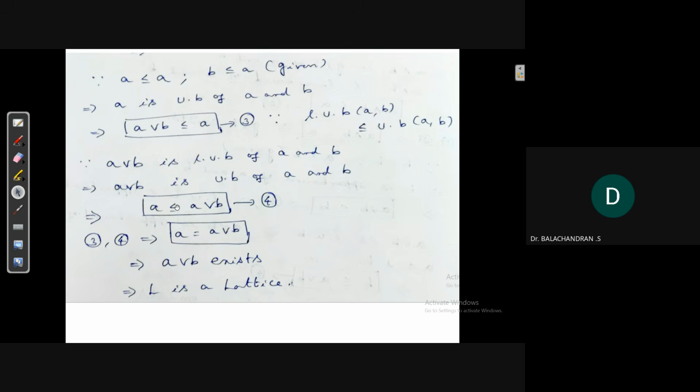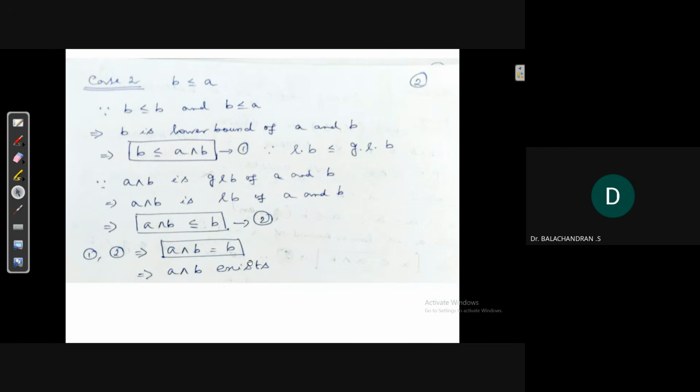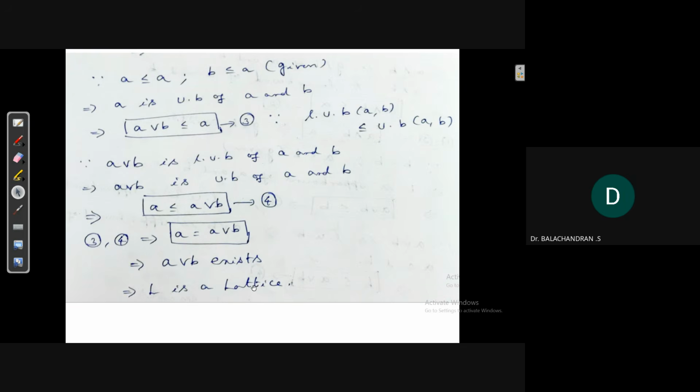So that's why A is less than or equal to what? A or B is an upper bound of A, that's why A is less than or equal to A or B. So from 3 and 4, A equals A or B. So the least upper bound of A and B exists. Already we proved in this case the greatest lower bound of A and B also exists, and hence L is a lattice.